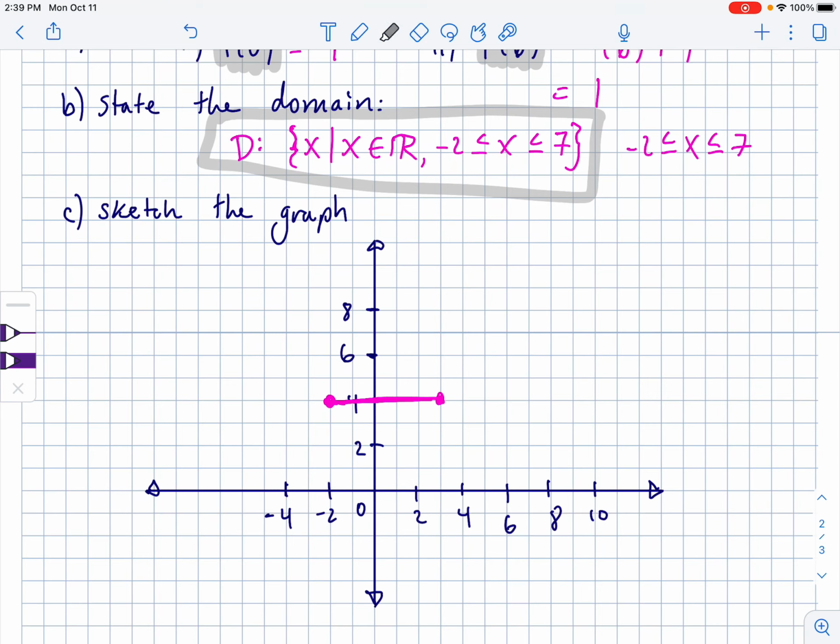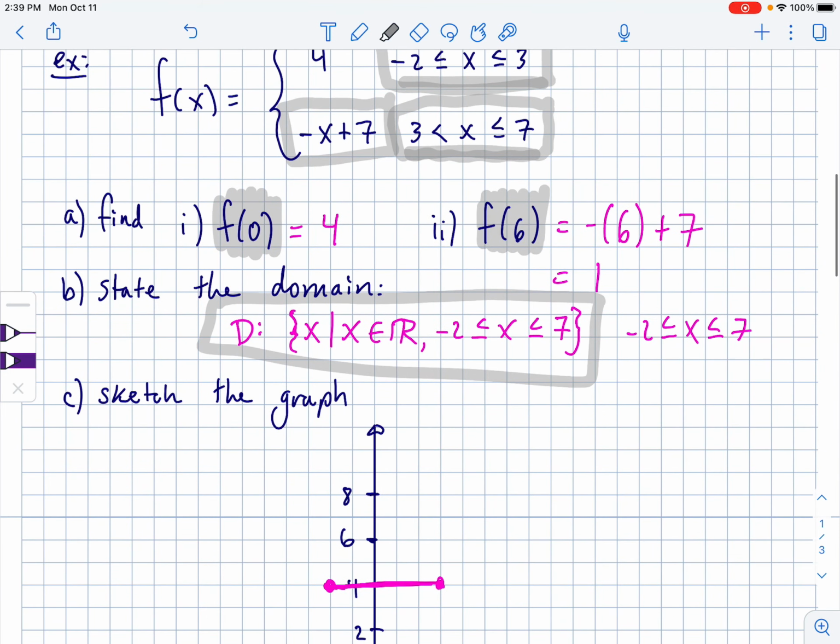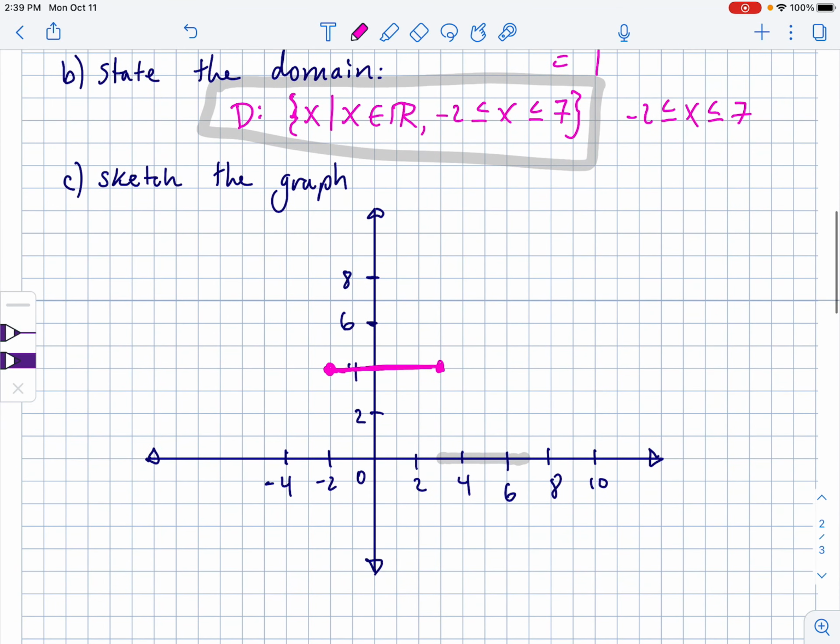Then, from 3 to 7, so that's like here, starting at, I'll delete that. Starting at 3 and going all the way to 7, it follows the pattern negative x plus 7. Now, negative x plus 7 would normally touch here at 7 and then go down 1 over 1, down 1 over 1, down 1 over 1. But since that part of the graph doesn't exist, it starts existing at 3, we don't include it.